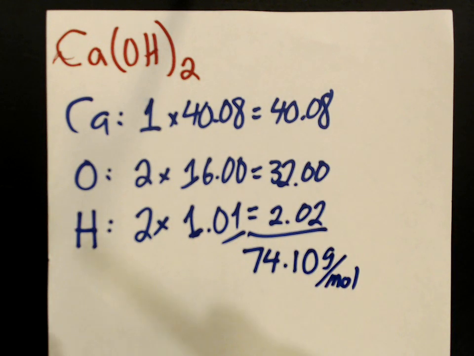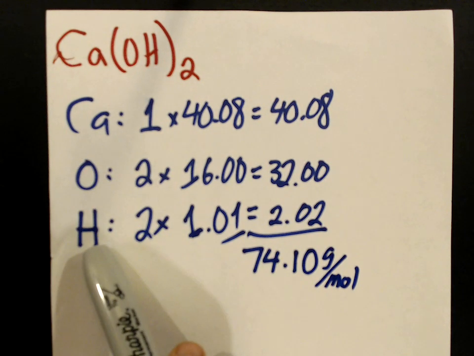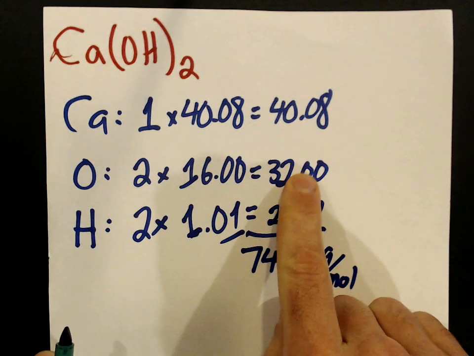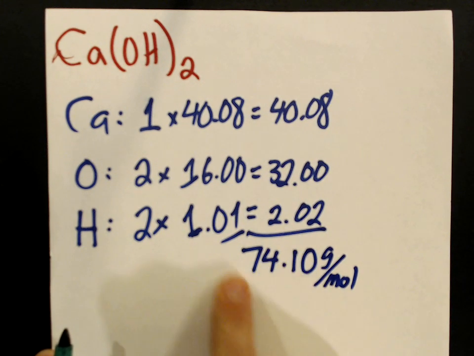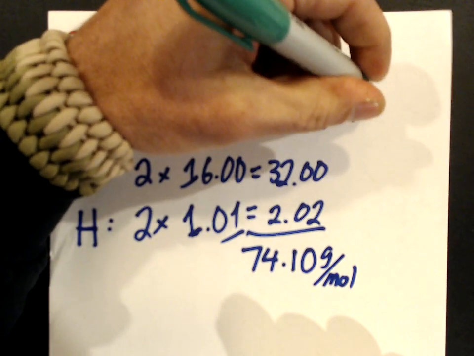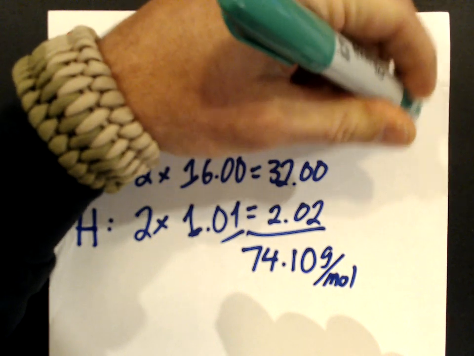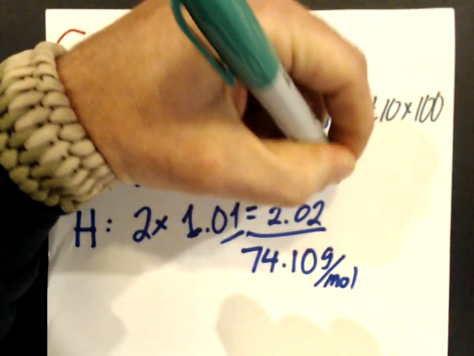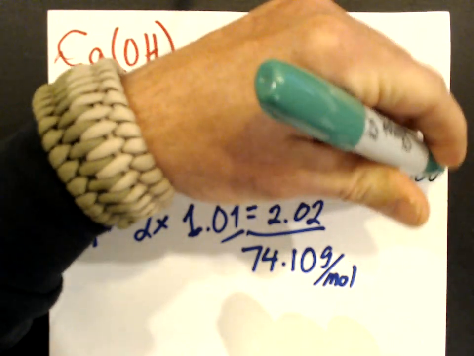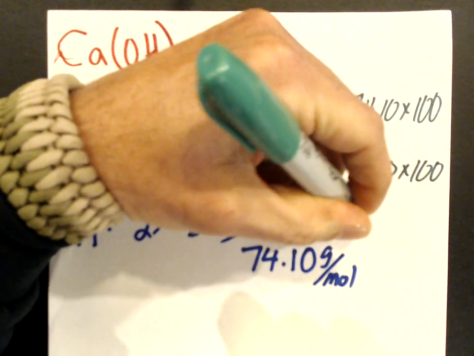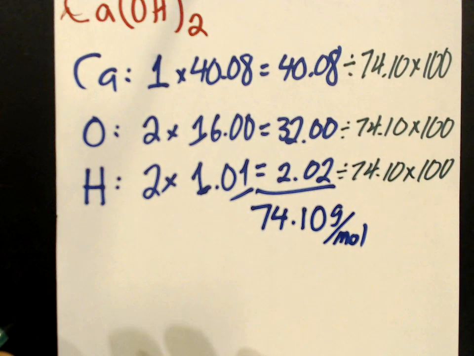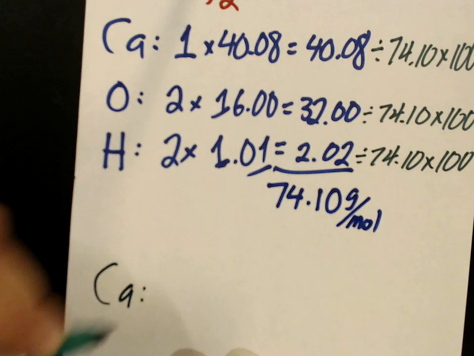Now, the percent for each element is calculated by dividing the total mass of the element by the mass of the entire compound and multiplying by 100. So divide by 74.10 times 100. And let's see what it gets us. So calcium.